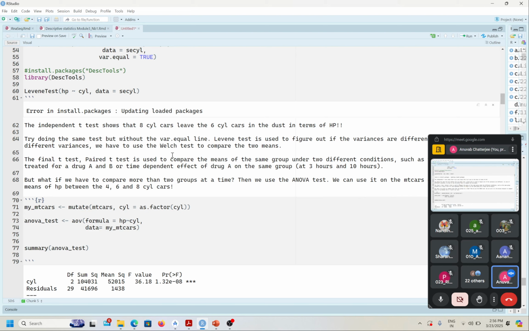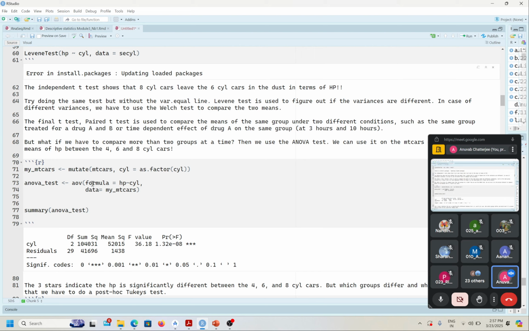ANOVA comes into the picture when you do not only want to figure out the difference between two different groups, you want to figure out between multiple, so more than two. So in case you said, I don't care about 6-cylinder, 8-cylinder, I want to look at 4, 6 and 8 all together. Or you wanted to figure out the difference not just between the marks you got in biochemistry and mathematics, but all the subjects, 10 subjects that you were taking at the same time. So if you want to compare more than two groups, you use ANOVA.